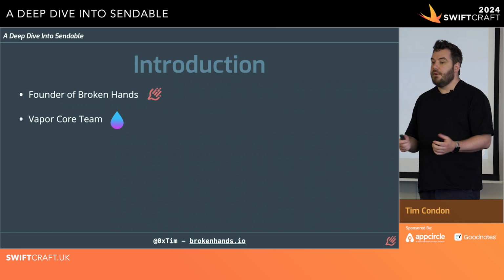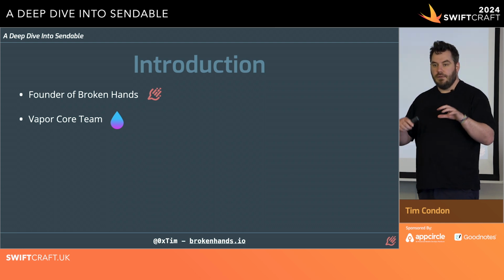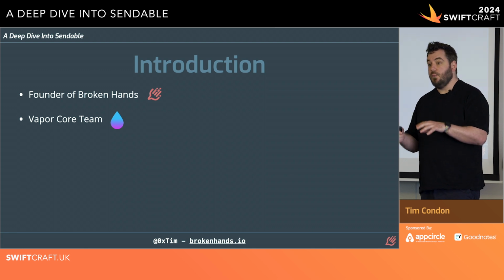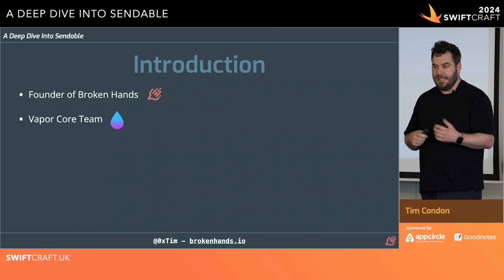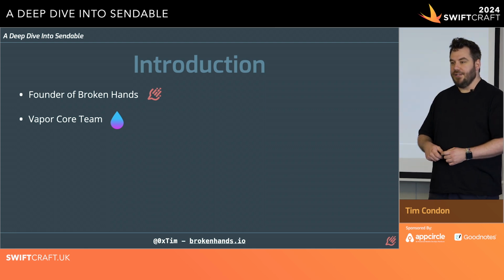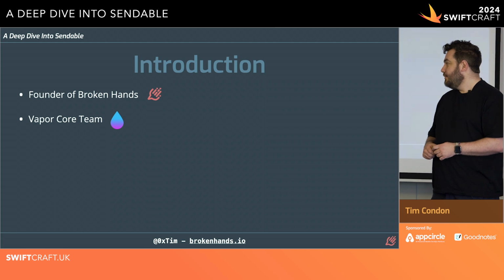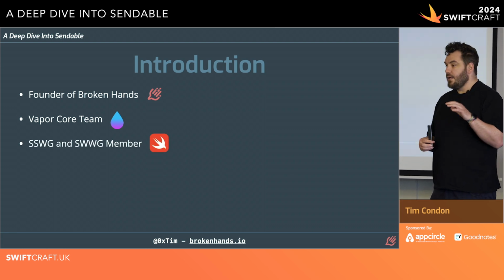So Vapor is a framework for writing Swift on the server. I'll be doing a lightning talk on it later, but a lot of today's talk is based on the experiences that we've had trying to adopt Sendable in our code bases, and it has been quite a journey. So hopefully all the lessons that we've learnt you can take on board and maybe not spend so much time as we did.